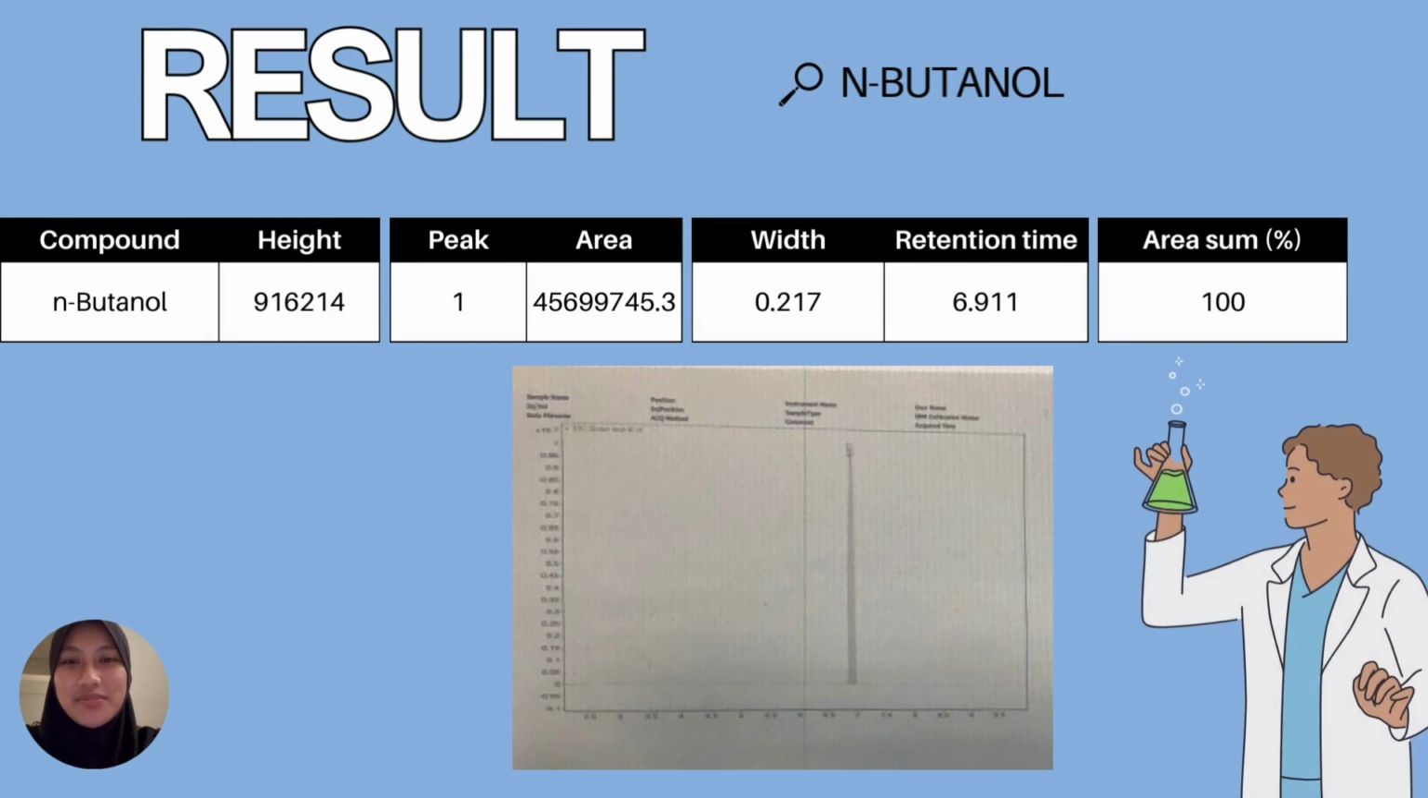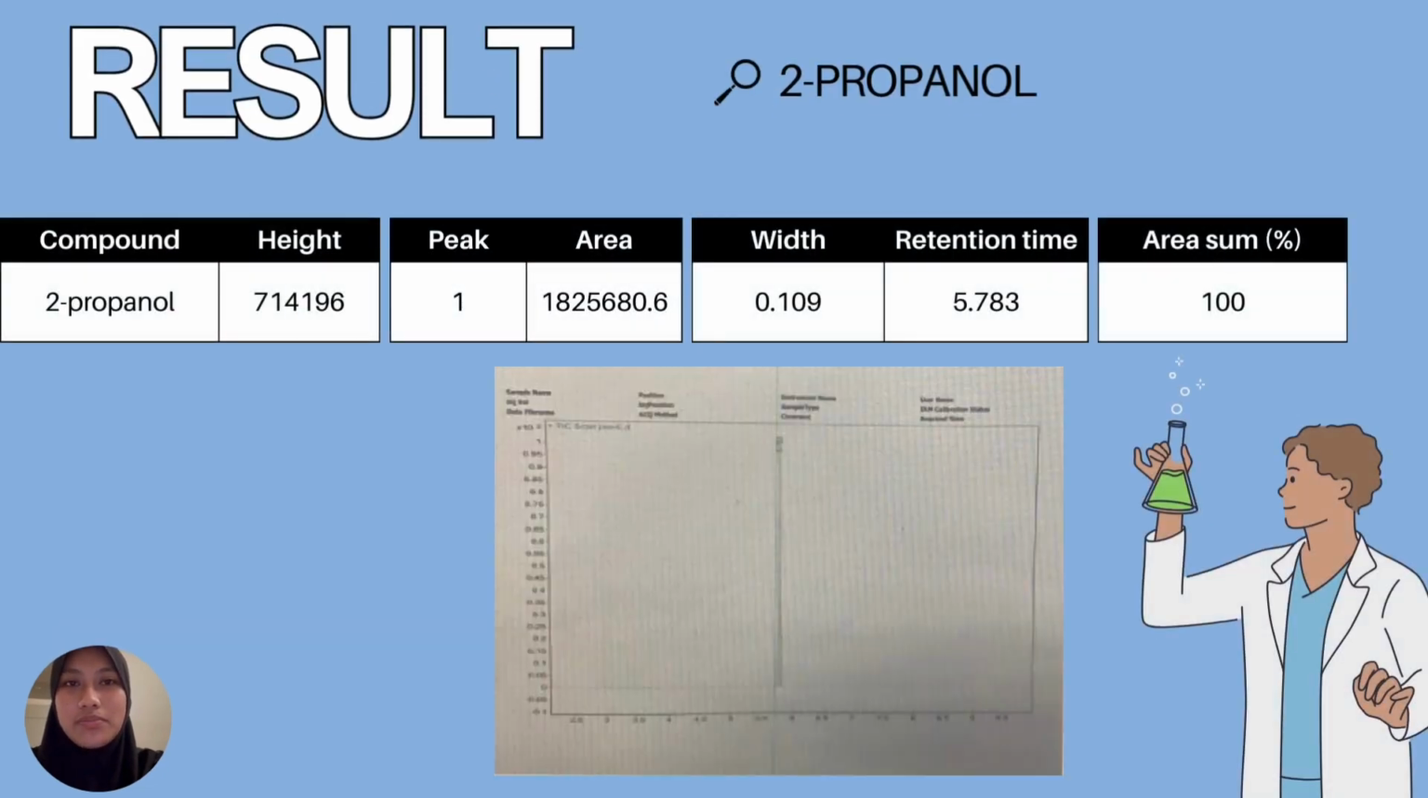Next, I will explain the results using GCMS. In this experiment, we have 3 samples, which are N-butanol, 2-propanol, and the mixture of N-butanol and 2-propanol. For the first compound, N-butanol, by looking at the graph, we can see that we have one peak with 0.217 cm width and 6.911 second retention time.